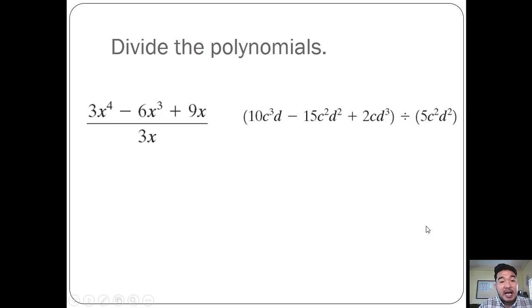Okay, let us have an example of dividing a polynomial by a monomial. Suppose that we have 3x to the 4th minus 6x cubed plus 9x divided by 3x, and the other example is 10c cubed d minus 15c squared d squared plus 2c d cubed divided by 5c squared d squared. As you can see, this polynomial is being divided by a monomial, which is 3x, and in this example, this polynomial is also being divided by a monomial, which is 5c squared d squared. Okay, let us try to solve this.